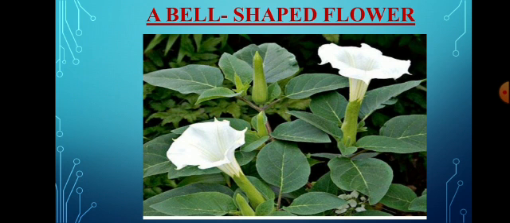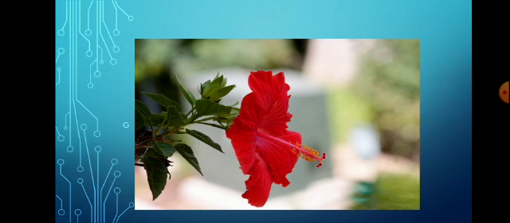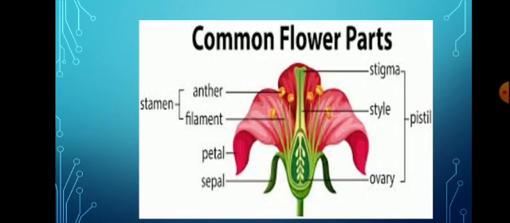You see the picture. In hibiscus, the sepals are prominently seen. The green, leaf-like structures. The buds are inside the sepals.